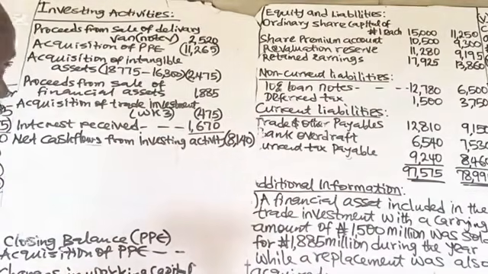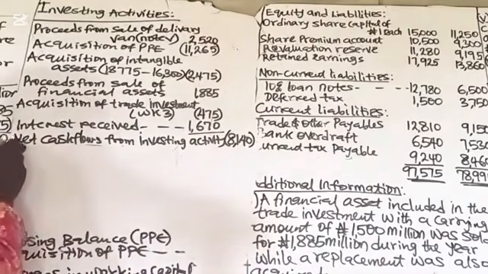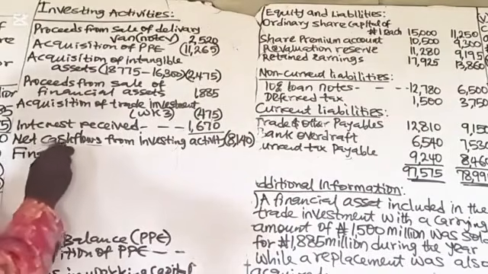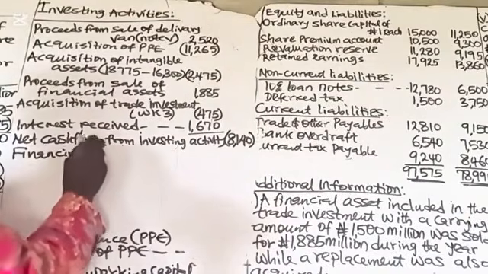After investing activity, the next section of the statement of cash flows is financing activities. We have financing activities.